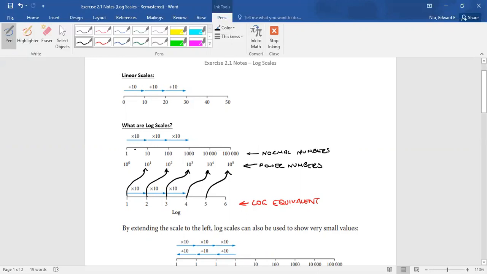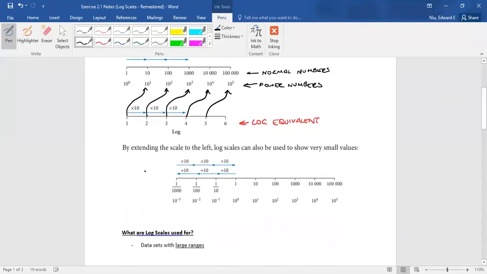Here we have a little scale comparison. At the top here, we've got 1, 10, 100, 1,000, 10,000, 100,000. These are your normal numbers, just showing you how quickly the numbers will go up. In between, we've got power numbers, and then at the very bottom, we've got the log equivalent. So log base 10, 1 is equivalent to 10. Log base 10, 2 is equivalent to 100. Log base 10, 3 is equivalent to 1,000, so on and so forth.